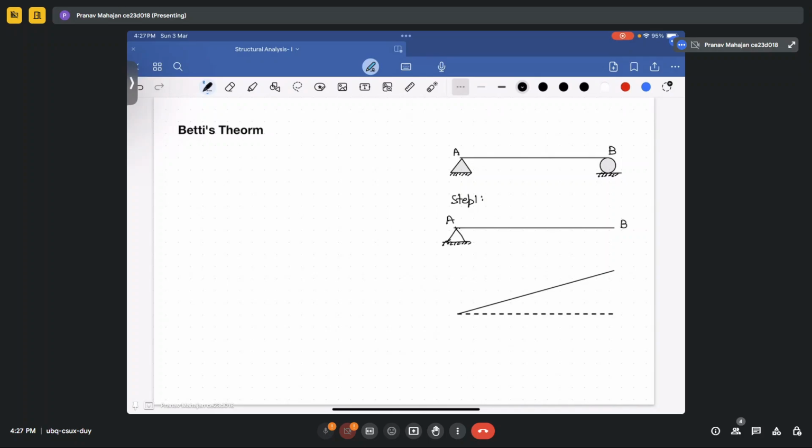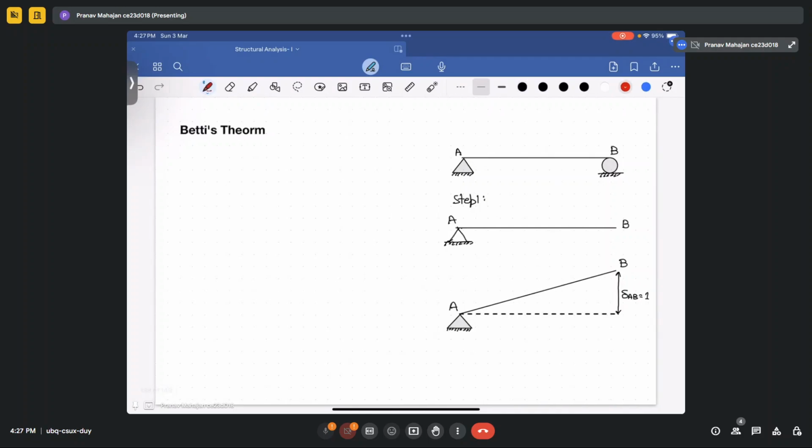Okay, so this is your delta AB equal to 1. Now this profile AB will give you the ILD for BY. Okay, this is how you utilize the Muller Breslau principle.